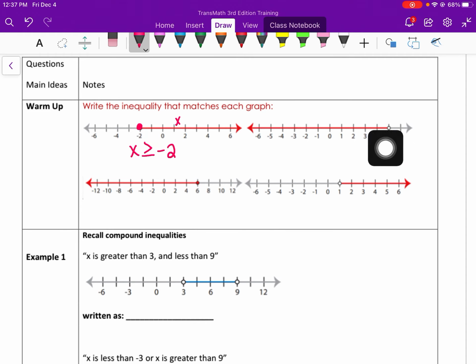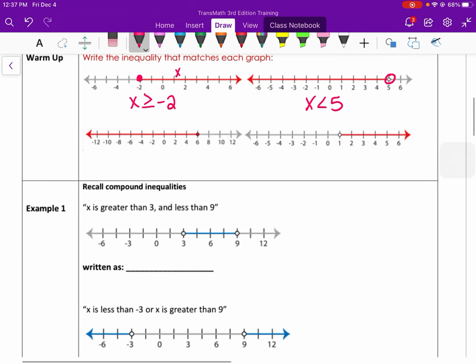Over here, this one, it's at 5, and the shading is to the left. So like 0, 1, 2, 3 are all solutions, and that means that those values are less than 5. And it's an open circle here, so we would just use a less than 5 symbol and not put the equal to since it's an open circle. Pause the video and do the other two on your own. Give it a shot.